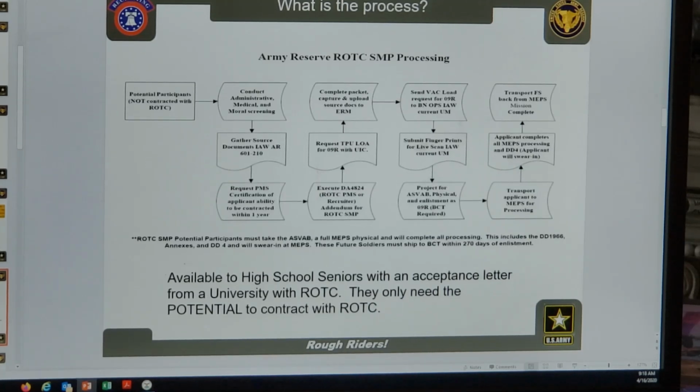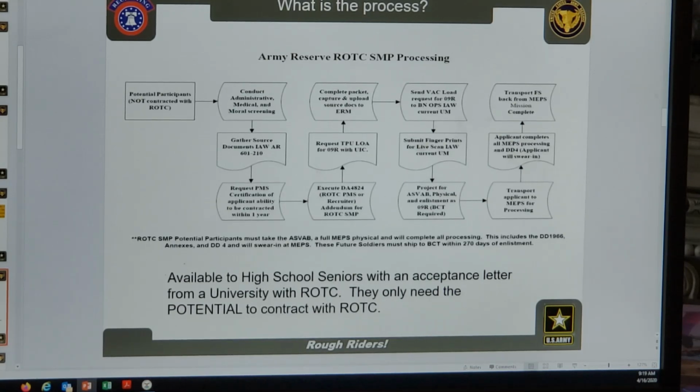Okay, so now we move on. We got all our source documents, they're in the record, 680-2007, it's all filled out. So now request PMS certification of the applicant's ability to be contracted within 1 year. Well, that's some weird language, right? Because we just looked at the reg and it talked about enrollment. What's going on here? This is the PMS certification. This is where we're going to go sit knee to knee with the ROTC and have that conversation with the professor of military science. Rule number 1 right here: you go with your applicant. You don't send them there by themselves. We'll talk about that a little bit later, but you go with them.